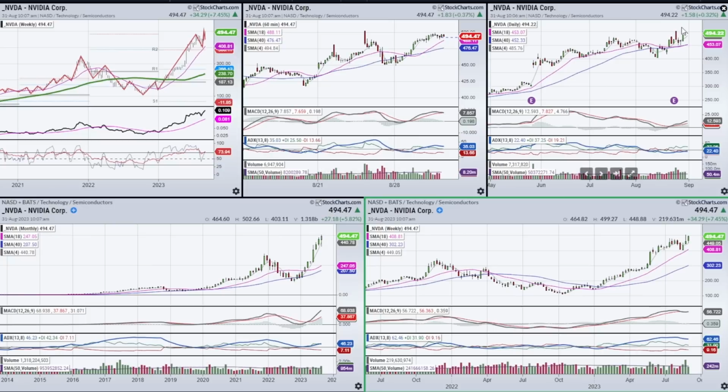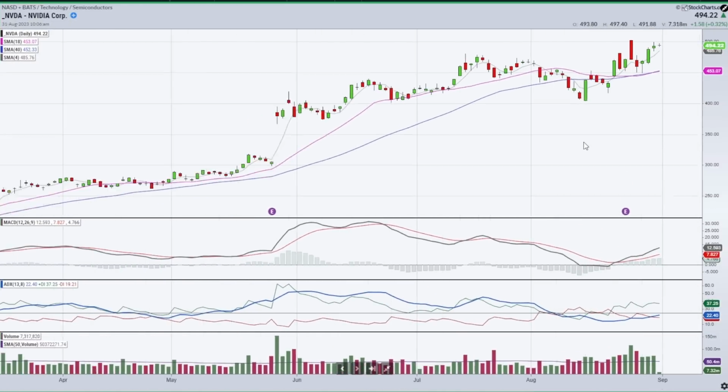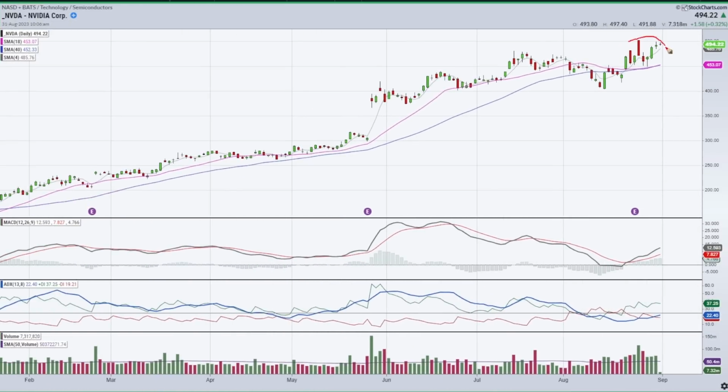So does it make sense that this 500 area acts as resistance? Well, it definitely does. And now if we go to the daily chart, we're making a new high here, and ADX has not been able to cross above 25. But look at what green DI is doing. There is some strength in the green DI. We have to see if this can break out through 500 and get this ADX to confirm.